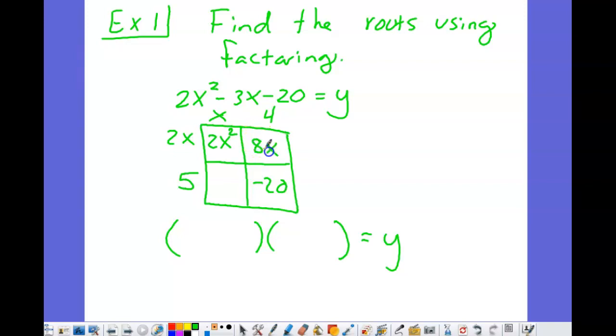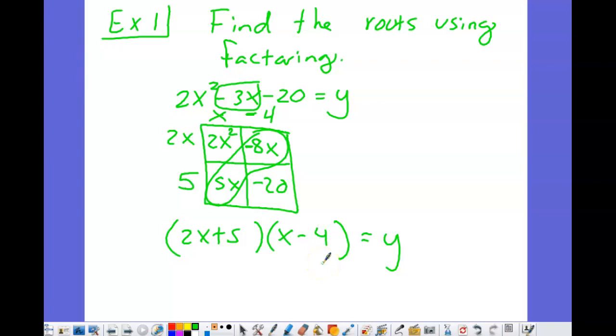Yeah, we need a negative. I like to do that at the end. What goes here? Okay, so how do we know if we're right? They have to make the middle term. How would 8 and 5 make negative 3? They make 15. The 4 must be negative. If the 4 was negative, that would make this a negative, which would make negative 3 when you combine. So here's the factorization.